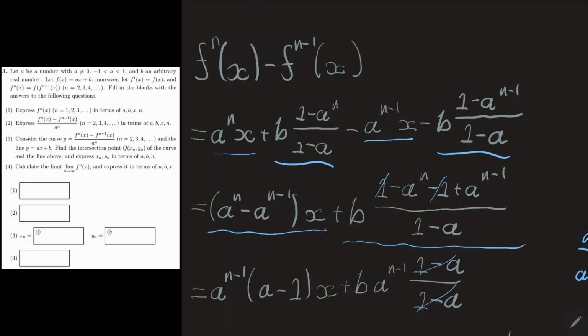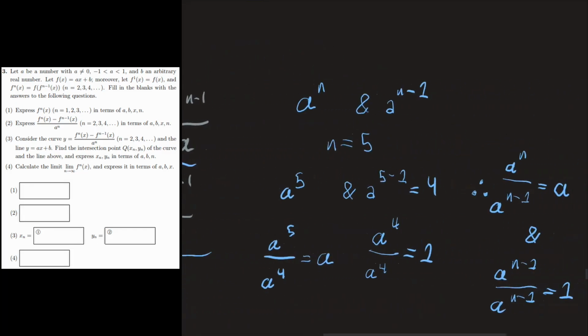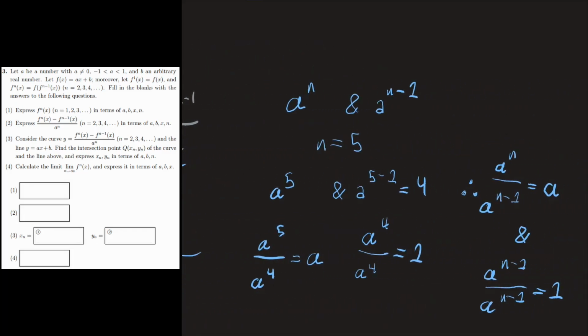Now, if you're wondering how I did this factoring, I made an example right here. So we have a to the power of n and a to the power of n minus 1. Let's say, for example, that n is equal to 5. So now I have a to the power of 5 and a to the power of 5 minus 1, which is a to the power of 4. Oh, sorry, this says equals to 4. That should say equals to a to the power of 4.